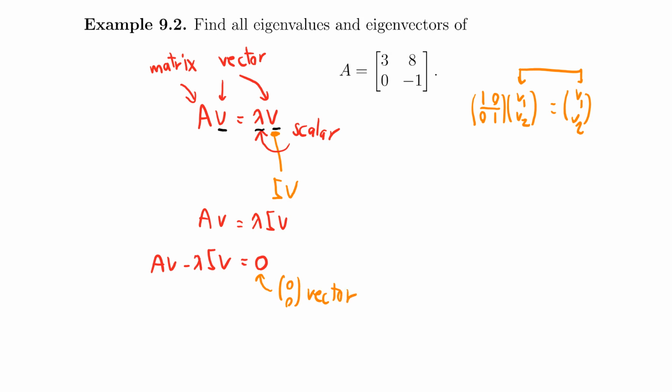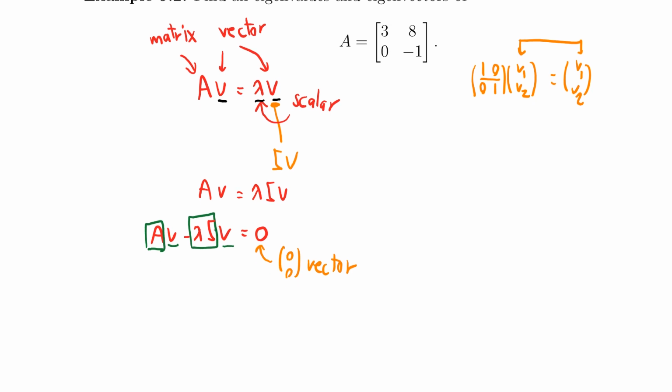So here I multiply a matrix by a vector, minus I multiply another matrix by a vector, and I get a zero vector. Well, I can pull out the V. This is the distributive law. This is the same as (A minus lambda I) times V equals 0.